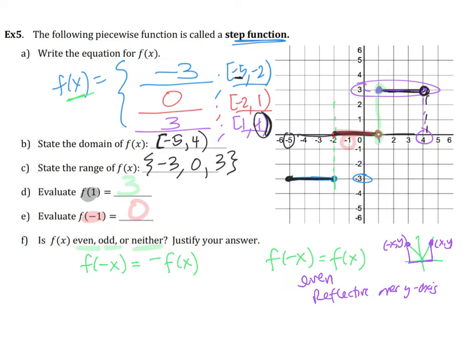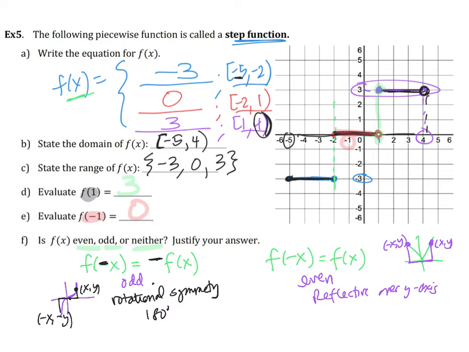For an odd function, a cubic function is an odd function. When you put in an x, you get a certain y. When you put in the opposite of x, you get the opposite of y. That's an odd function. It has rotational symmetry. If you turn it 180 degrees, you're going to see the exact same graph.